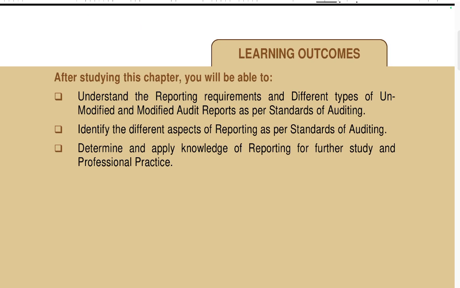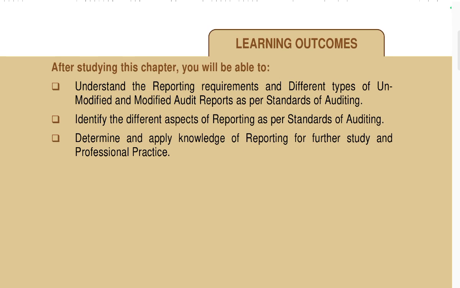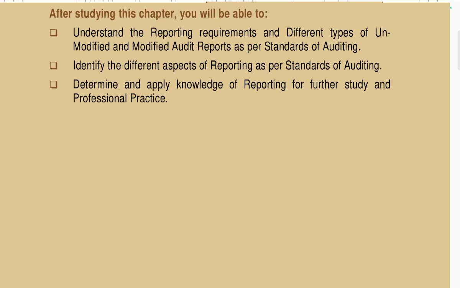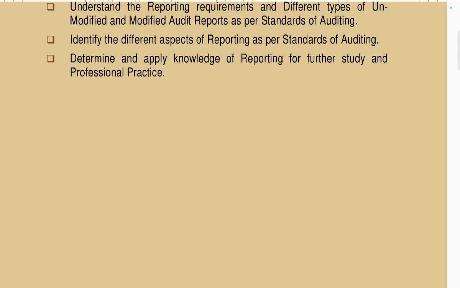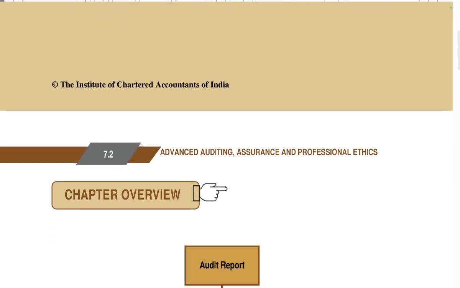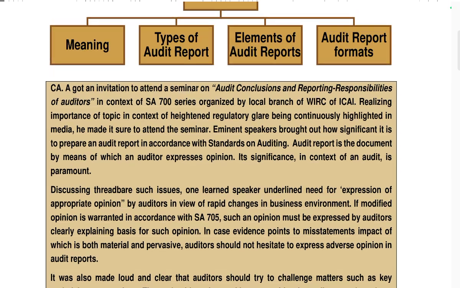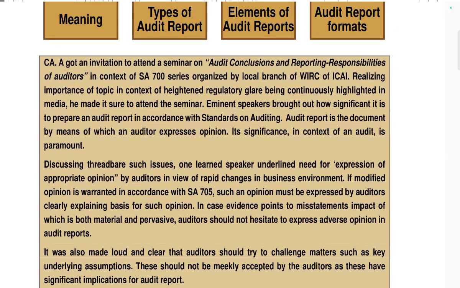Reporting. After studying this chapter, you will be able to understand the different types of unmodified opinion, the requirements of the different types of unmodified and modified opinions as per the Standards on Auditing, and identify the different aspects of reporting as per the Standards on Auditing. You will also be able to apply the knowledge of reporting in further study and professional practice. Overview: audit report, its meaning, types of audit report, elements of audit report, and audit reporting format.